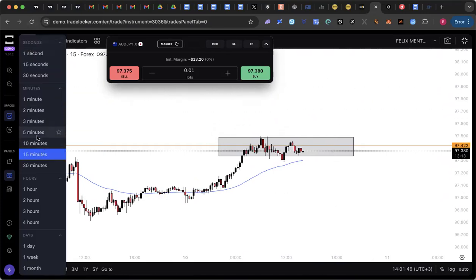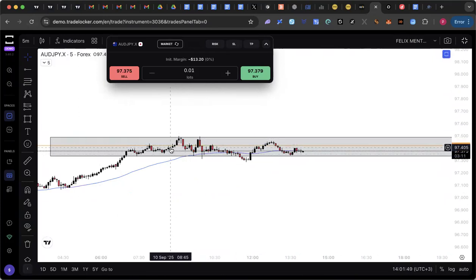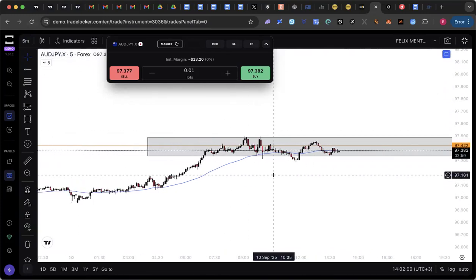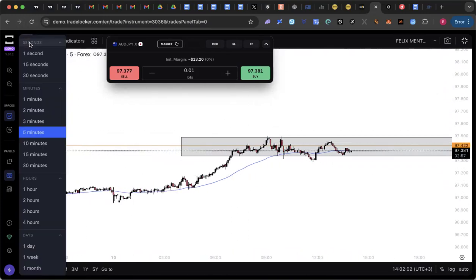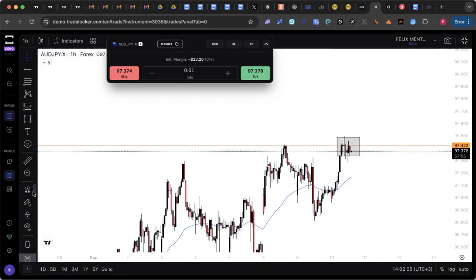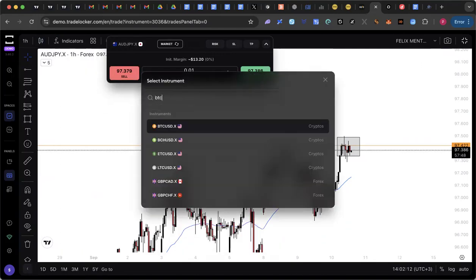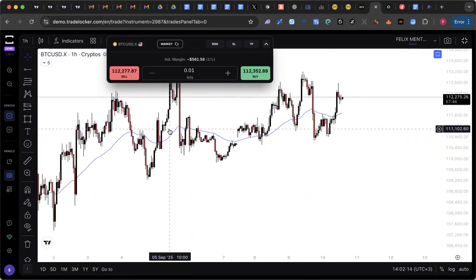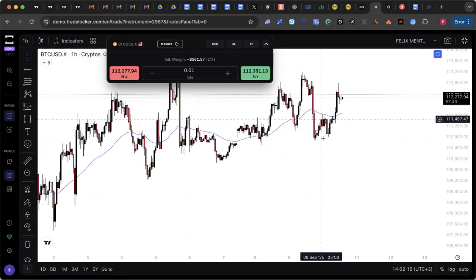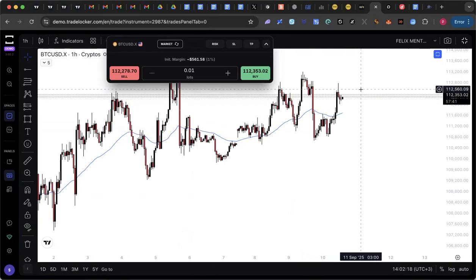So let's go back to 5 minutes. Sideways. For me, I will avoid this type of trade. Though it may sell, but that's not a yardstick. So let's look at Bitcoin itself. Similar thing. So come down, buy.